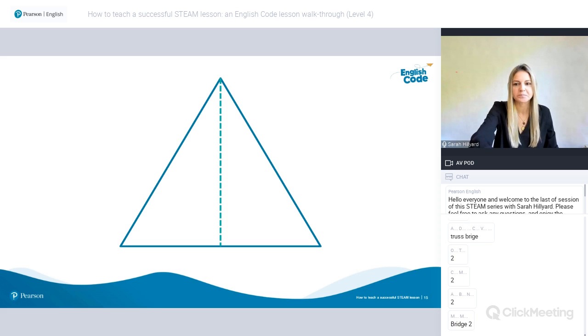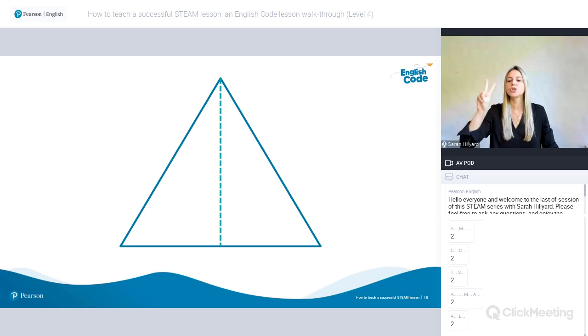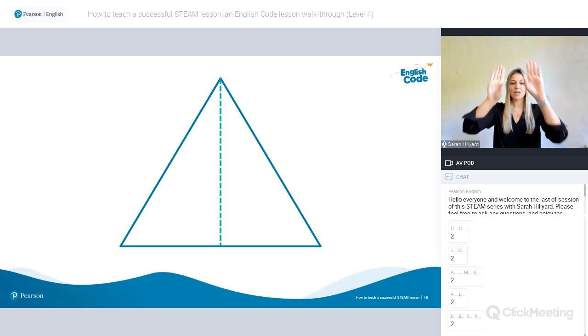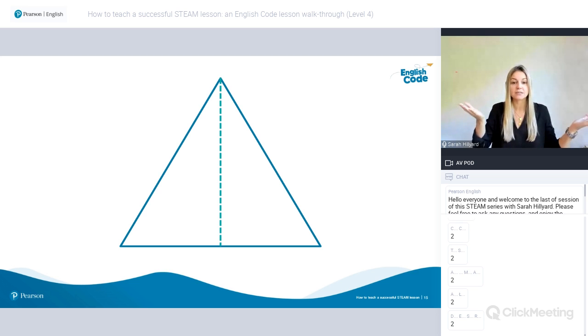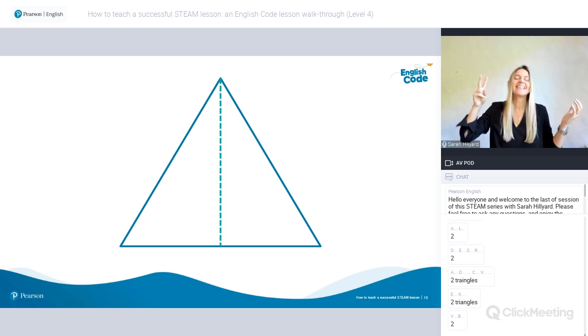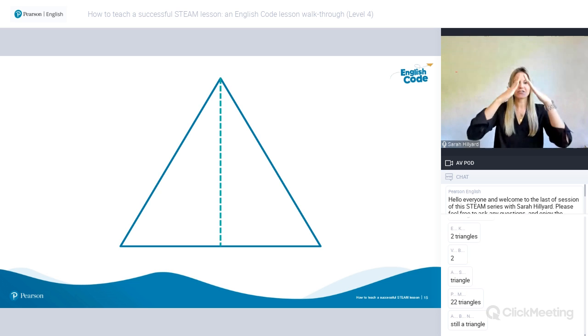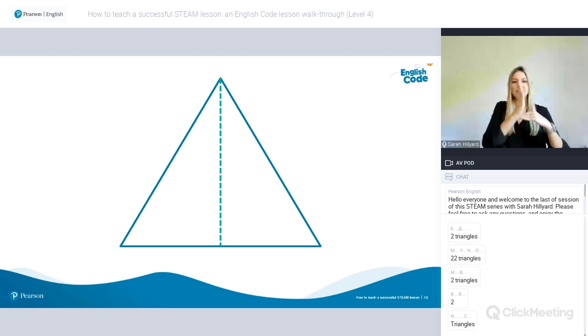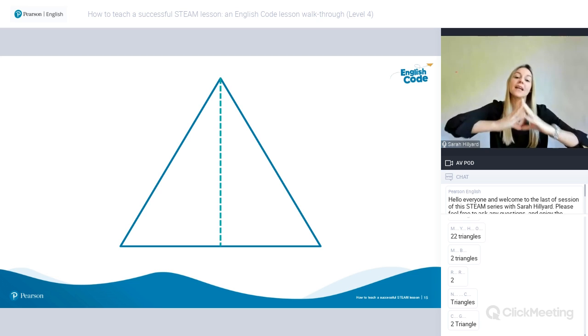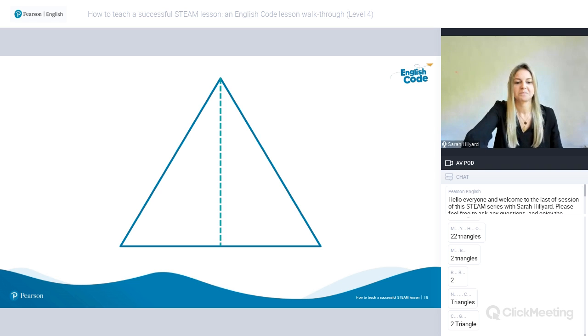Fantastic. You got it. Now, if I asked you, can you draw a triangle with two shapes? You would just have to divide it into two shapes. And what shape do you get if you divide a triangle? Two triangles. Good, Anna. So you've got two triangles inside your triangle. That is something that we can do with bridges to make them even stronger. We're giving them that column there in the middle to make that triangle, which is already strong, even stronger.